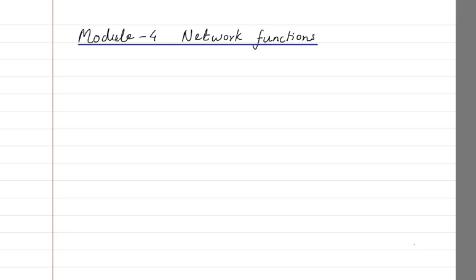Hello students. The next module is based on network functions. What are network functions? For understanding that, first we have to understand the concept of single port network and two port network. What is a single port network and a two port network?